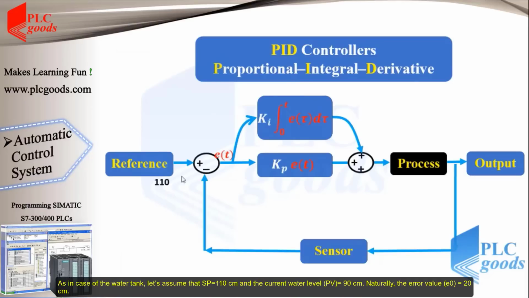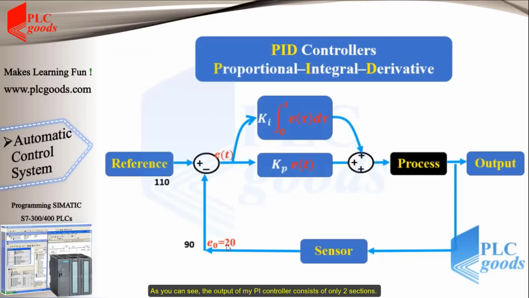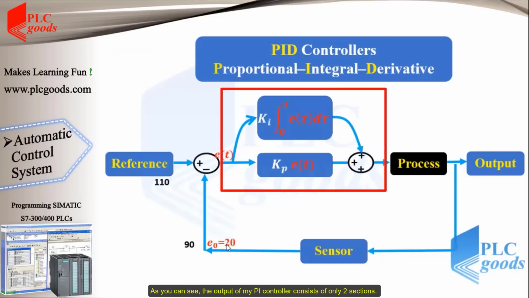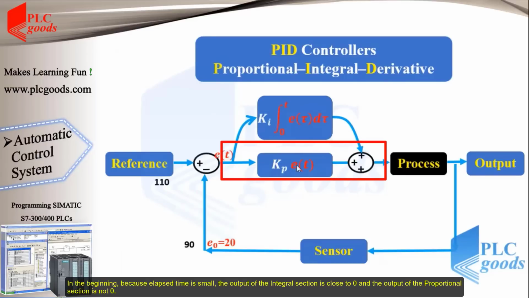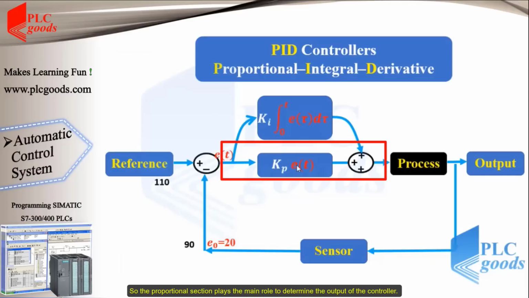As in the case of the water tank, let's assume that the set point value is 110 centimeters and the current water level, or PV, is equal to 90 centimeters. Naturally, the error value E0 is 20 centimeters. As you can see, the output of my PI controller consists of only two sections. In the beginning, because elapsed time is small, the output of the integral section is close to zero, and the output of the proportional section is not zero. So the proportional section plays the main role to determine the output of the controller.